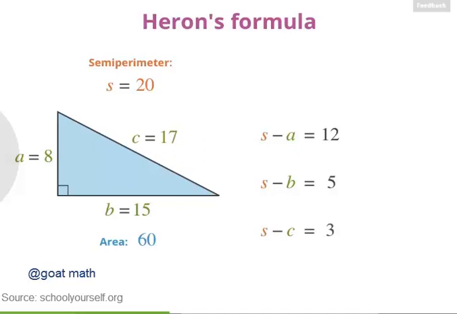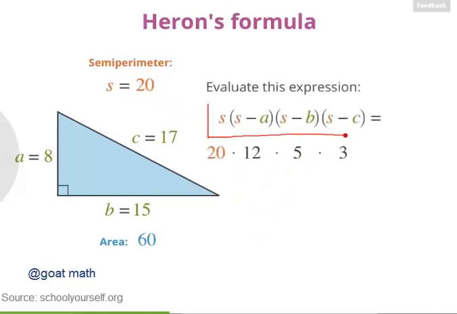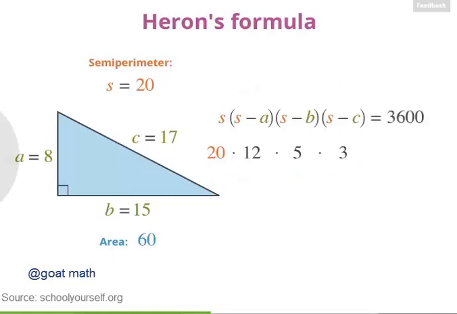Next, let's multiply the semiperimeter and these three expressions all together. So we have S times S minus A times S minus B times S minus C. For this triangle, what does this product equal? Excellent, so 20 times 12 times 5 times 3 equals 3,600. That's a pretty big number.